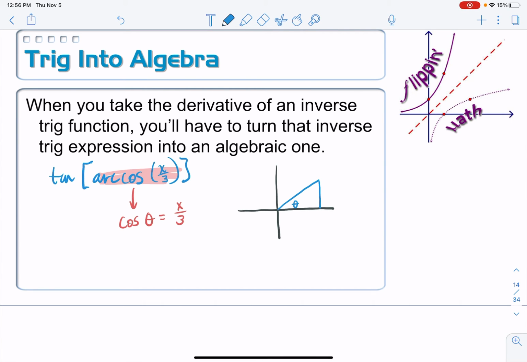The adjacent side, I may have misspoke. I may have said that was opposite before. I don't know. Rewind the video. You can tell me later. The adjacent side is x and my hypotenuse side is 3. Let's continue to solve that.